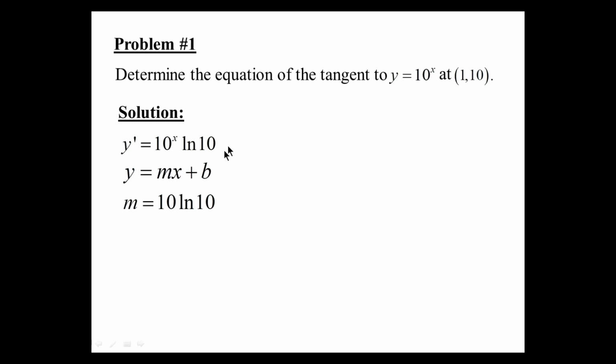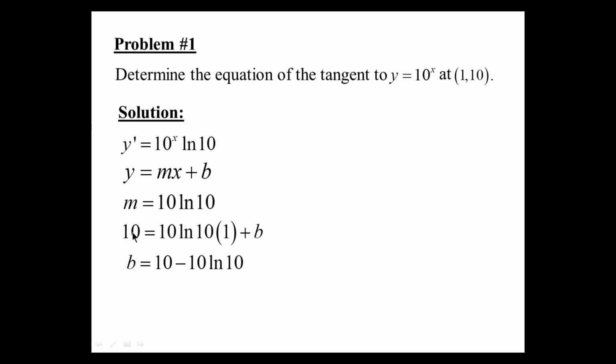Real simple. Now we need b. To get b, we'll plug everything into this equation. It's pretty normal. We'll put 10 in here for y, we'll put 10 ln 10 in here for m, we'll put 1 in here for x, and work out what b is. So there I've done it. I put 10 in for y, and 10 ln 10 for m, x plus b. Now therefore b is 10, subtract this, 10 minus 10 ln 10.